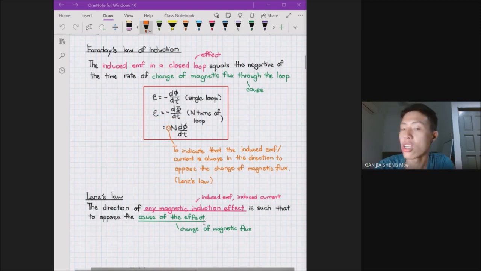So later, when we talk about Lenz's law in future recordings, we'll look at whether all this induced EMF or all this induced current is going to oppose the change of magnetic flux or not. If the magnetic flux is increasing, then the induced EMF or induced current should be in the direction to reduce the magnetic flux. If the magnetic flux is reducing, then the induced EMF and the induced current will be in the direction to increase the magnetic flux. This is what we are going to investigate.